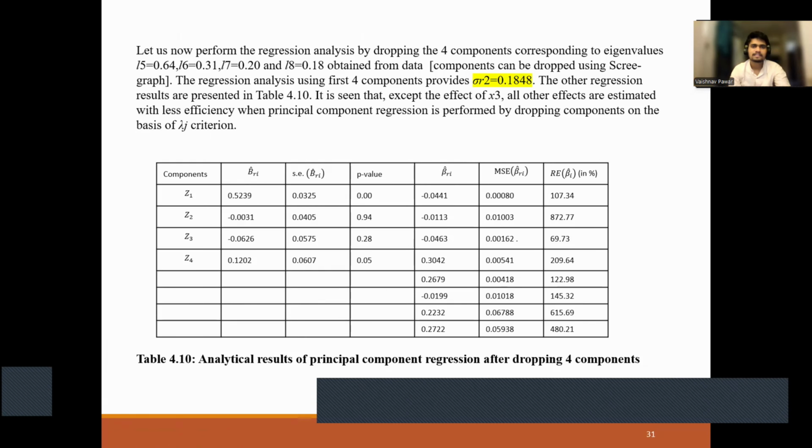Let us now perform the regression analysis by dropping four components corresponding to eigenvalues. If the eigenvalue is less than 0.70, then we drop these components and take the other components. Or using the scree plot, we can take those components that explain 0.70 of the variation. Then our regression is by dropping components on the basis of the lambda J criterion. This is the result.